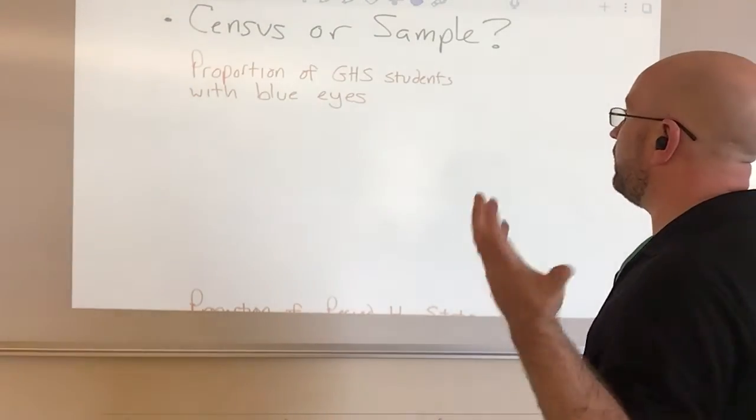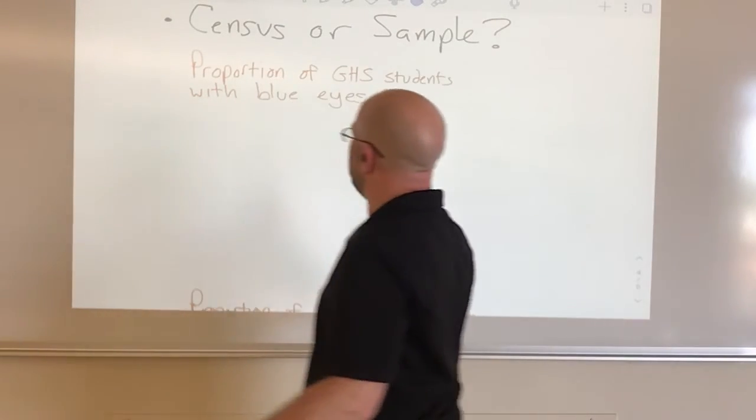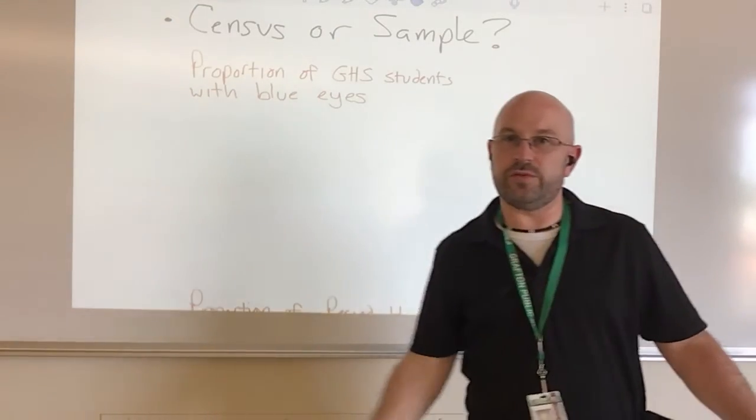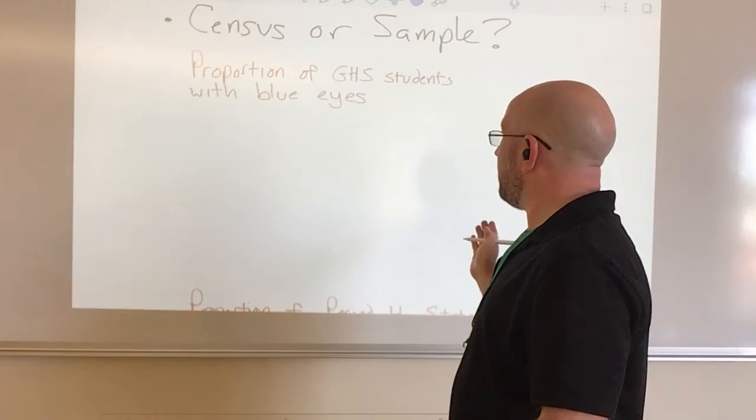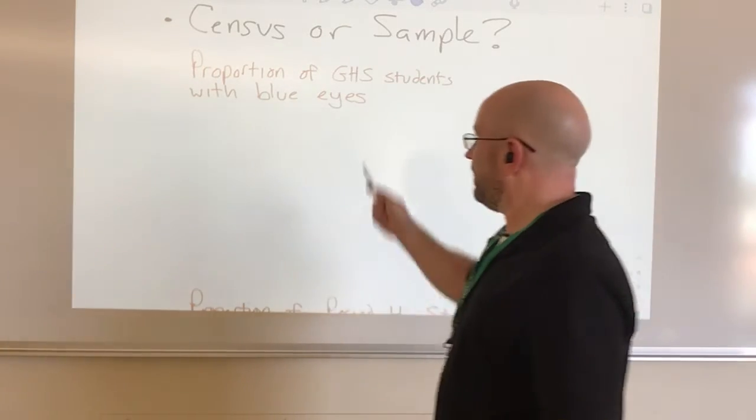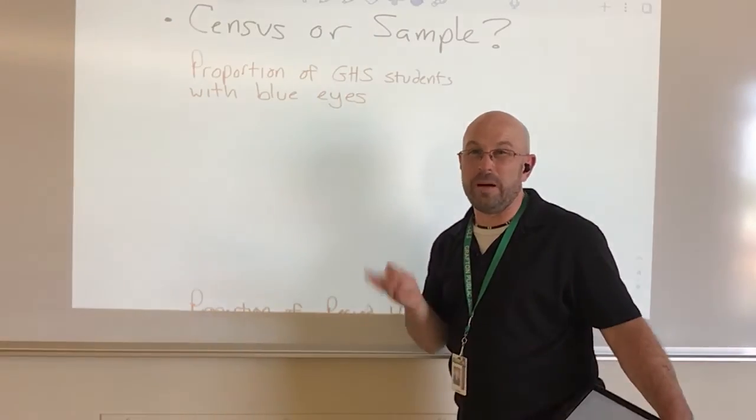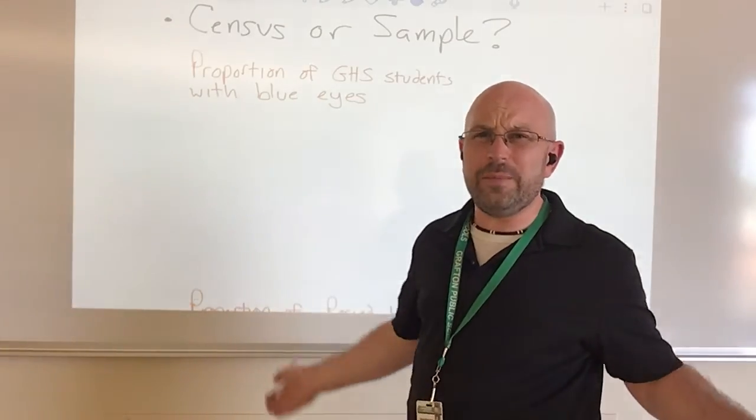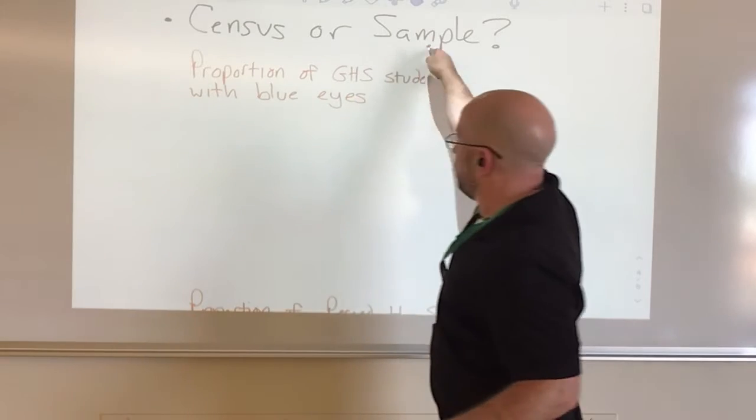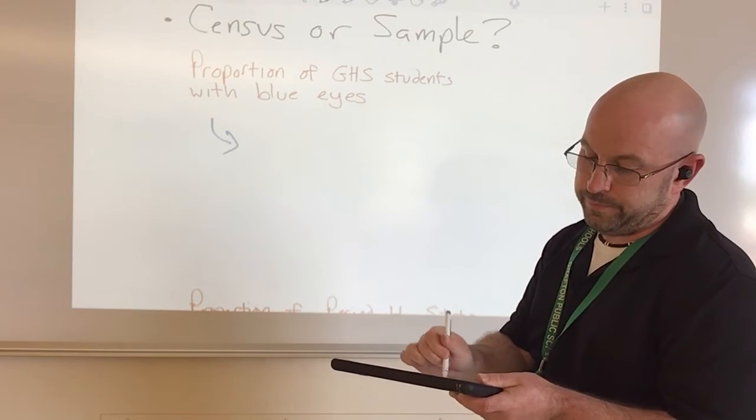All right, so we have some information here. We're going to determine whether we want to do a census or a sample. So right here we have a proportion of Grafton High School students with blue eyes. You want to figure out the proportion of all Grafton High School students with blue eyes. As we established, asking that many people something is really difficult. Doing a census is really difficult. It might take you a lot of time. Sometimes it could cost you a lot of money. So if it's really time consuming, and you don't have the time to do it, guess what? You don't want to do a census. You would want to do a sample. This would be a great example of doing a sample.